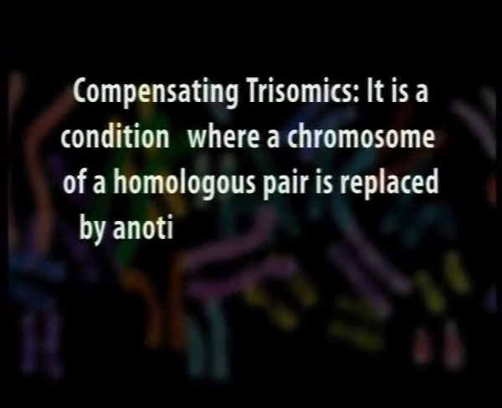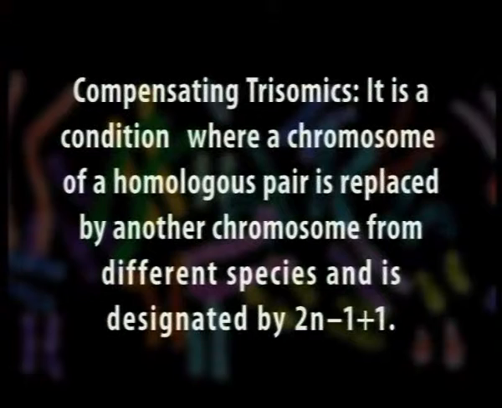Similarly, we have another situation known as compensating trisomicus, where one of the chromosomes from a pair is replaced by another chromosome, but from a different species. So this condition is designated by 2n minus 1 plus 1 condition, and such an individual is called compensating trisomicus.